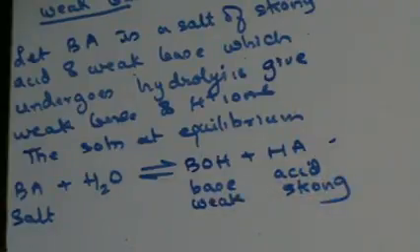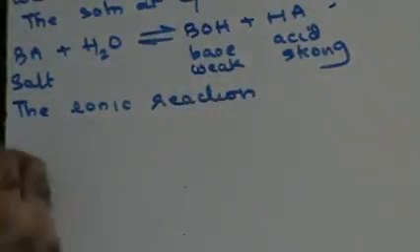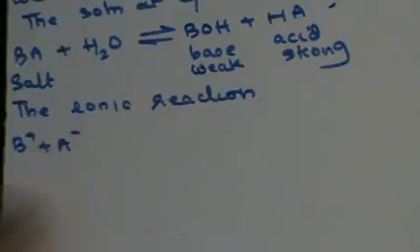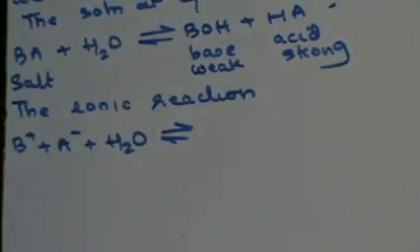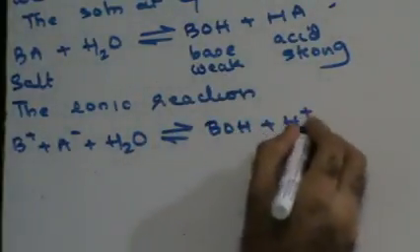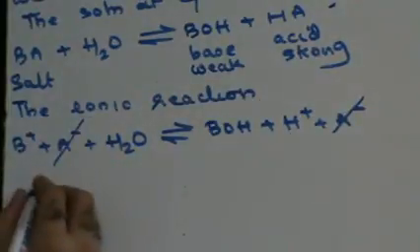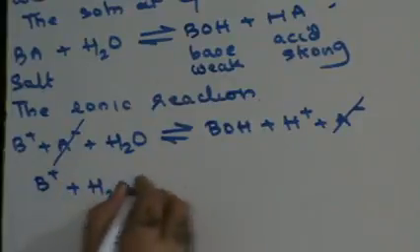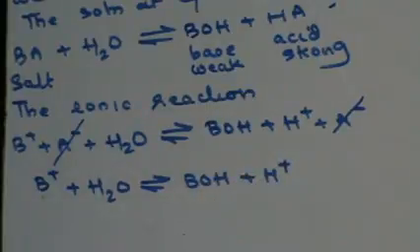Okay. Now the ionic reaction for this will be BA will dissociate to give you B plus plus A minus. Water is present in excess quantity, so it will remain as it is. Right? BOH is weak base, therefore this will not dissociate. HA, which is strong acid, will give you H plus plus A minus. A minus gets cancelled, so I'll get B plus plus H2O gives you BOH plus H plus.